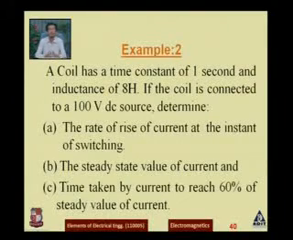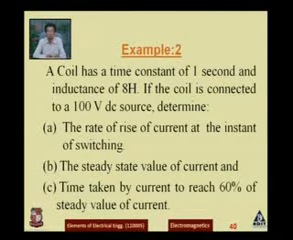Now let us take the second example. In this example, a coil has a time constant of 1 second. That is, the time constant is given, and the inductance of 8 Henry is given. That is obviously the self inductance of an inductor.